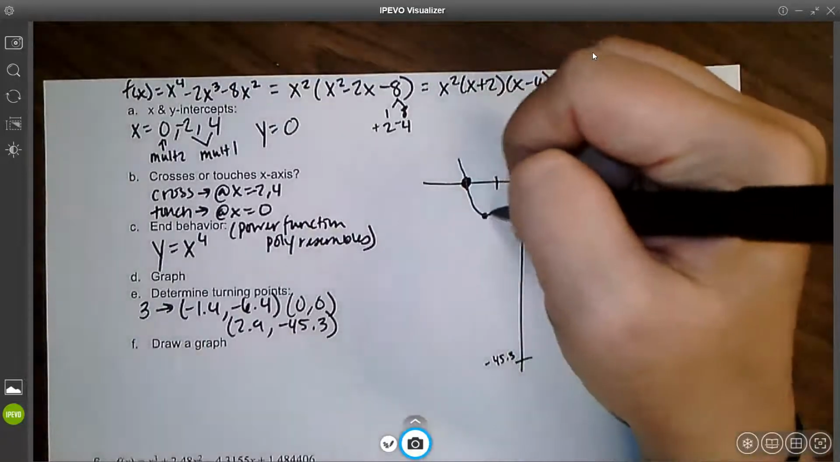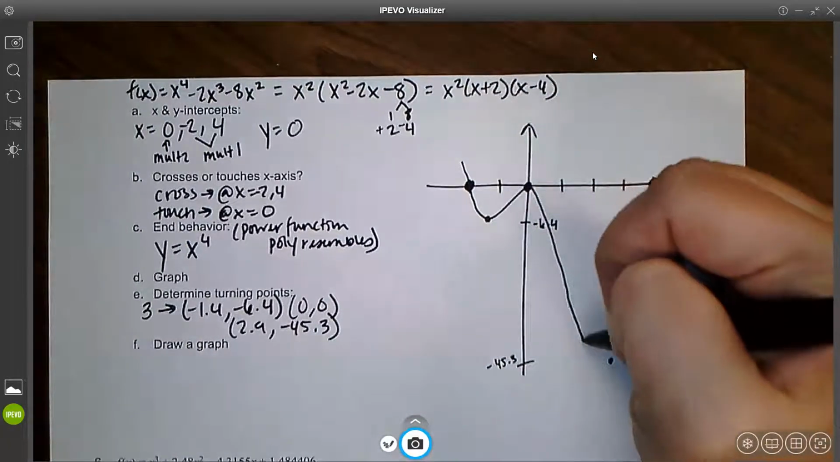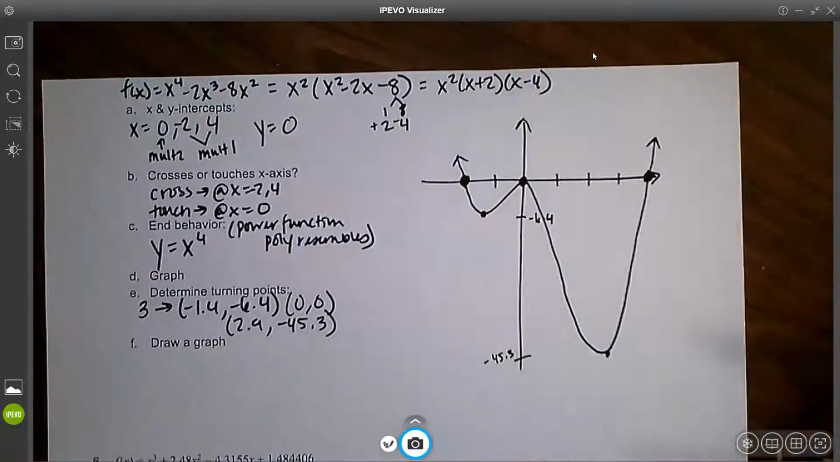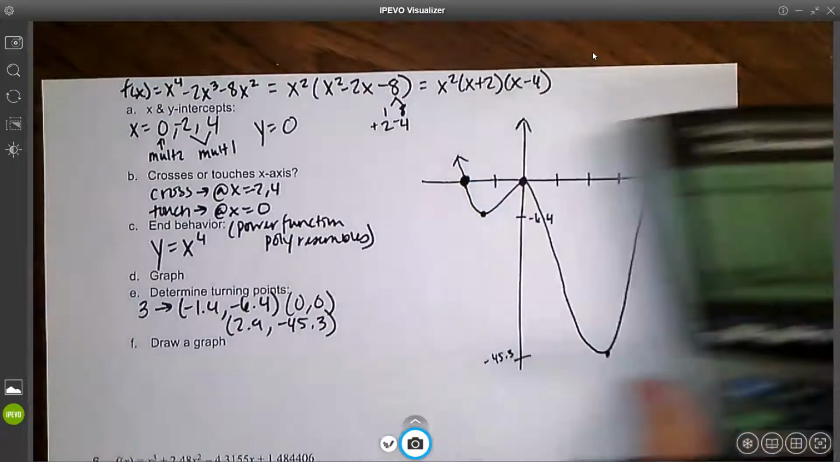So this is what my graph looks like. Something like that.